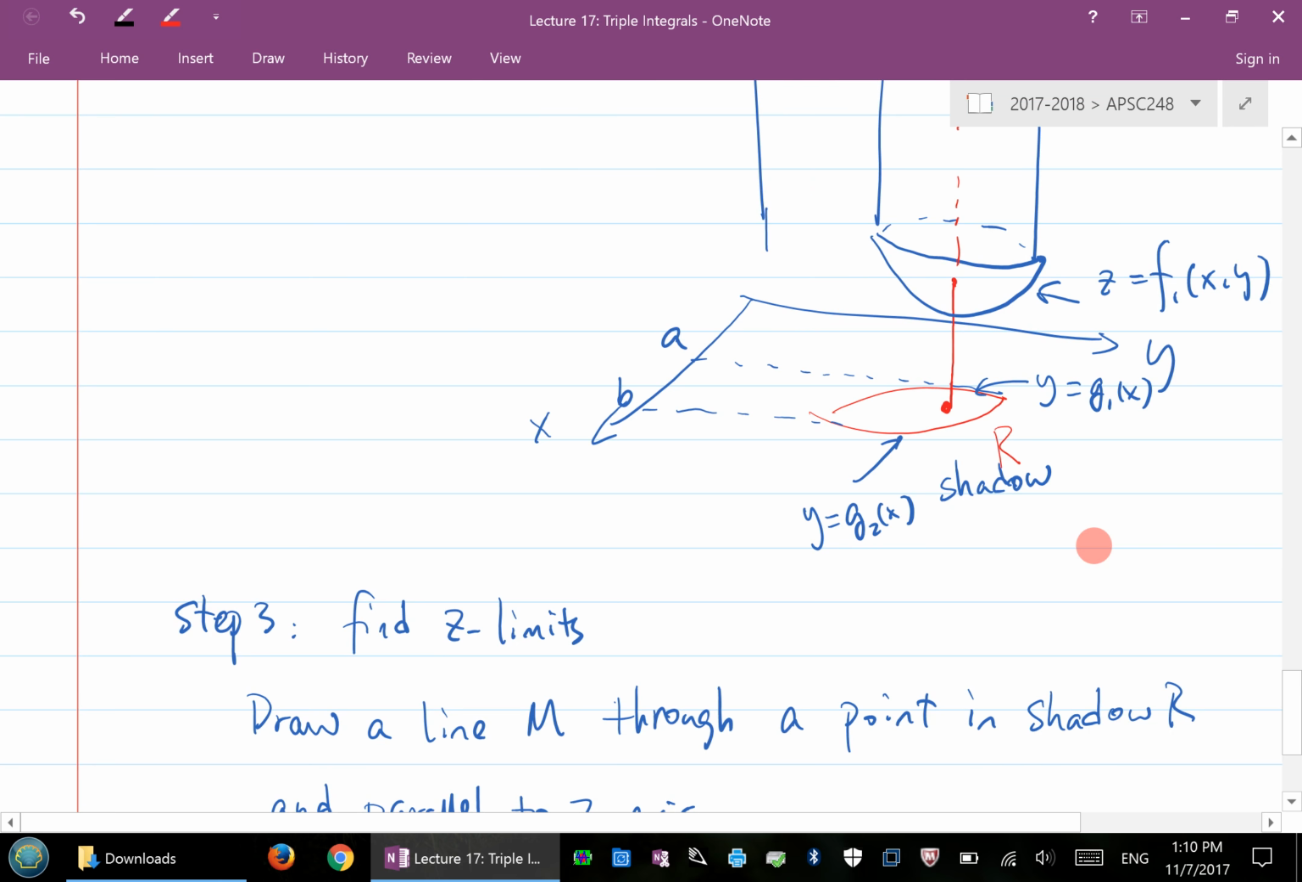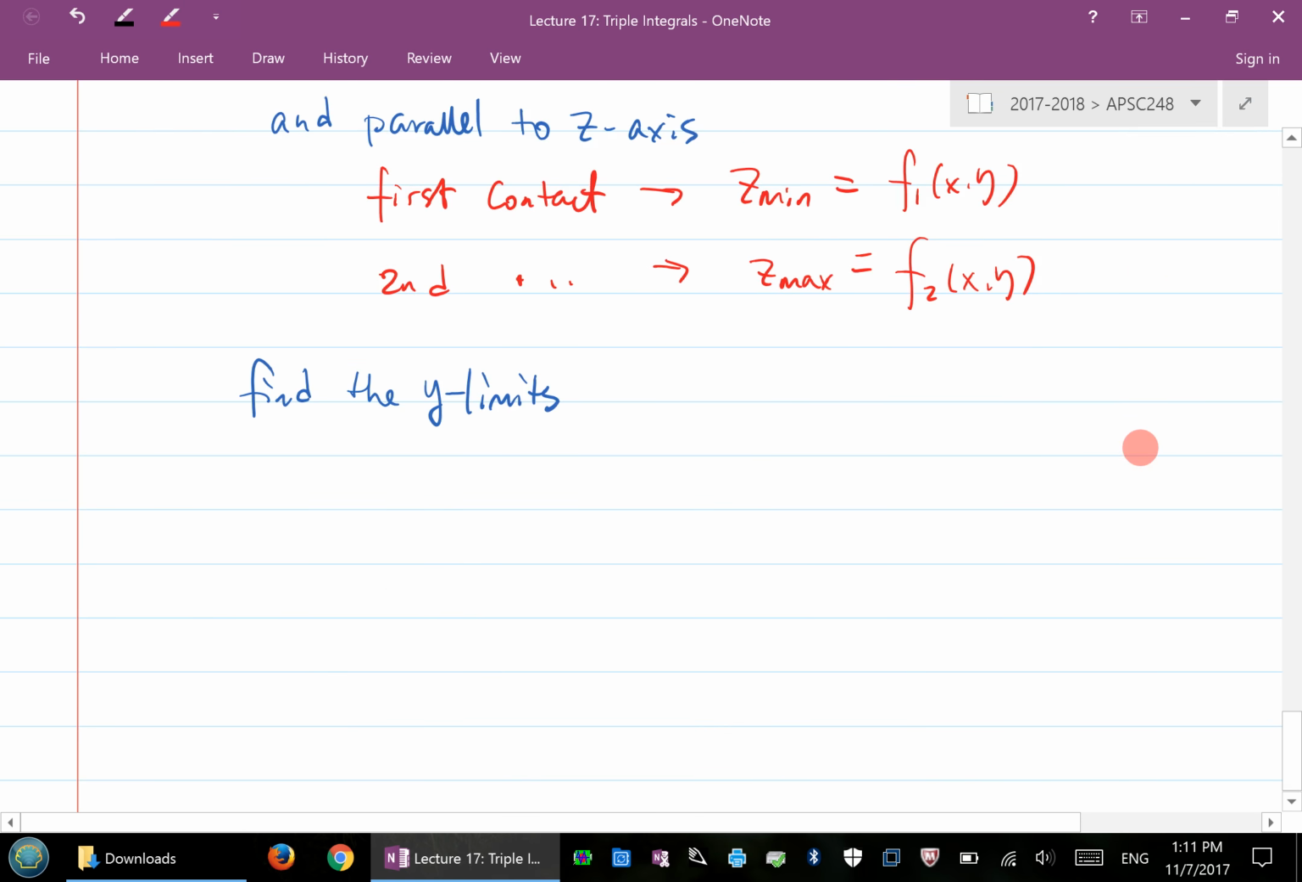What do you do with the double integral for finding the y and x limits? You have this region, which is the shadow right now, right? To find the y limits, we draw an arrow line in the y-axis direction across the shadow. The double integral is across the region R. Then your first contact gives you y min, and the second contact gives you the y max. That's the same process as the double integral. So that's basically this step right here.